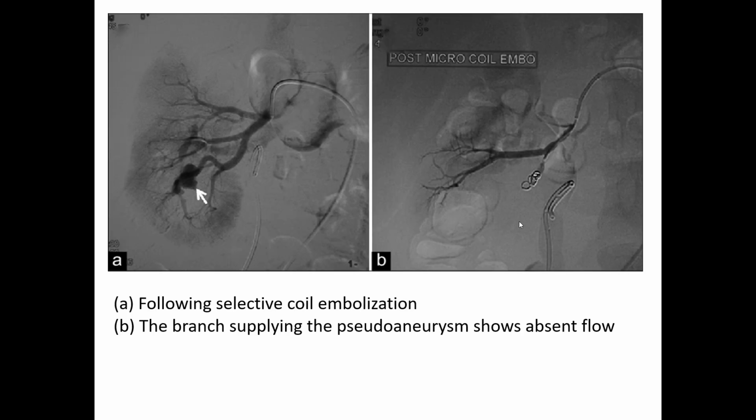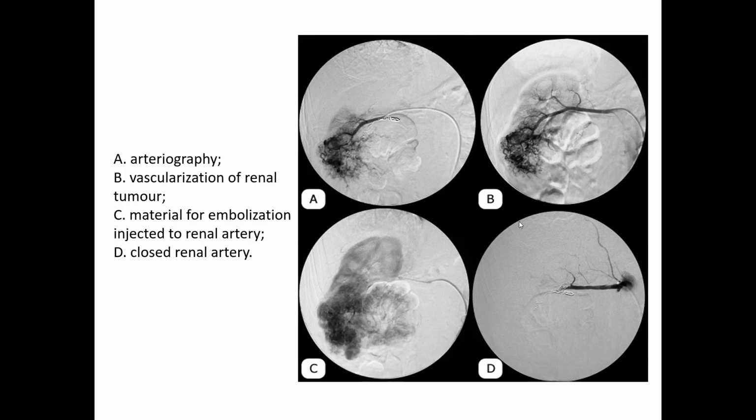This is how we get the catheter to the renal artery and send the coils there. You are visualizing the renal artery, visualizing the offending vessels of the pseudoaneurysm, and then you push these coils or coil emboli to obstruct the feeding vessels of the pseudoaneurysm. This is another picture showing the procedure.